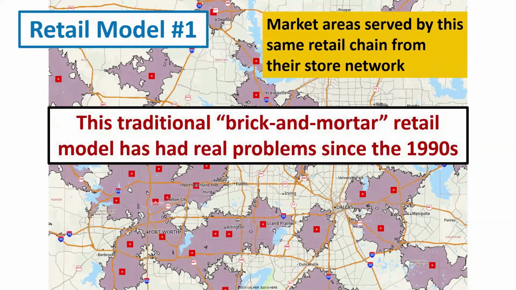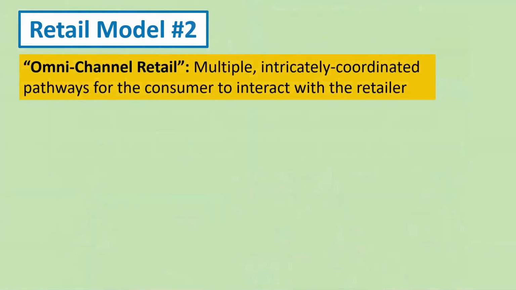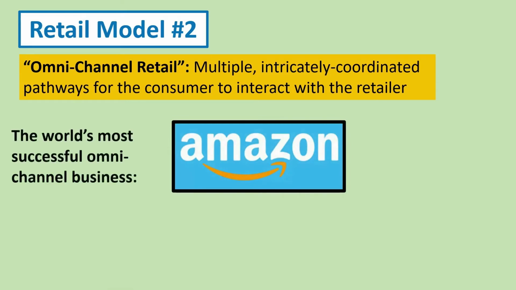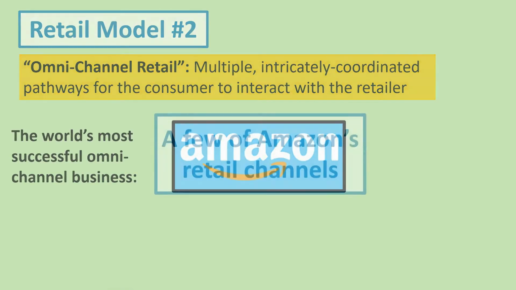Traditional brick and mortar retail has had real problems though, because retail doesn't only work this way anymore. So this is where retail model number two comes in. Omni-channel retail, where yes, you have stores, but you have other channels, other pathways for the consumer to interact with the retailer. So Amazon is king of this, world's most successful omni-channel business.